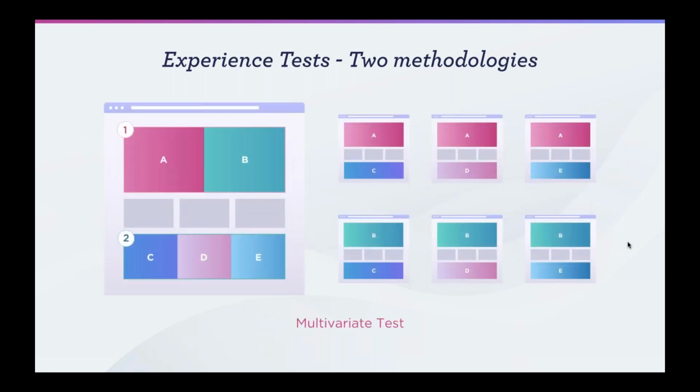Whereas with multivariate tests, you are essentially able to see every possible variation, and those will be rendered at any one time, not to any user, sorry, but to your segmented users. So in this example here, you've got two possible combinations for the homepage banner, and then there's another banner below it which has three possible combinations, and you can see that you can have A or B across the top with C, D, or E along the bottom. We'll get into this a little bit later on, but that's essentially the two methodologies that we have with experience tests, and then obviously we have our campaign testing as well.